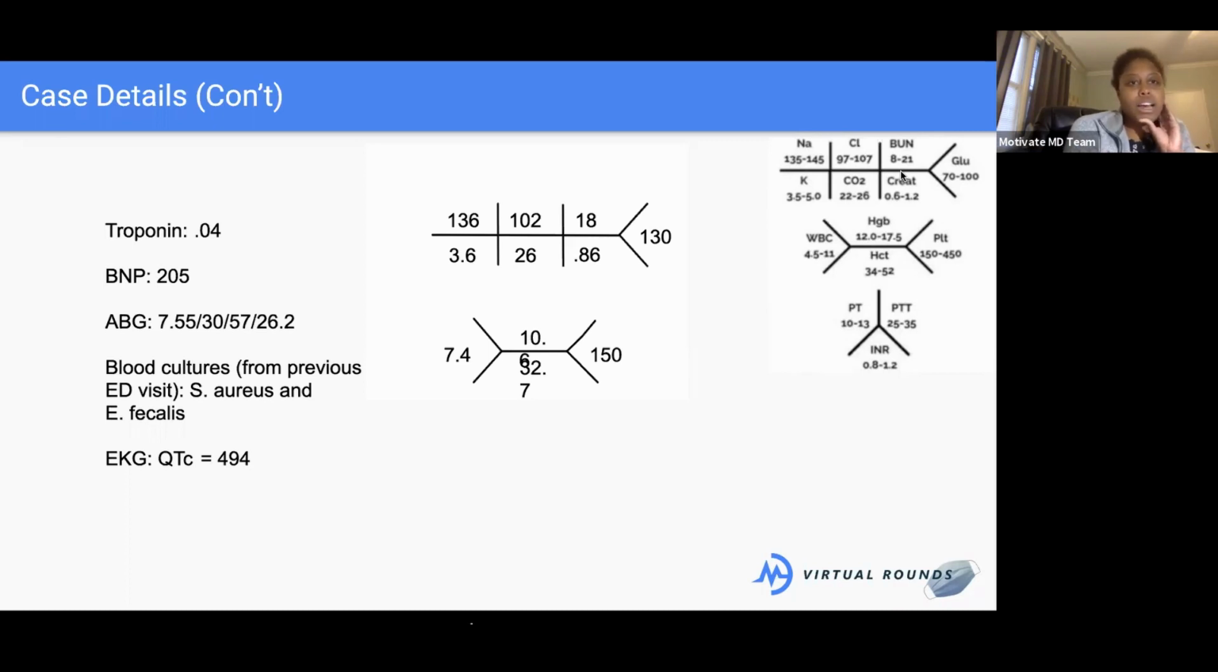For his ABG, an arterial blood gas, this showed that he had a pH of 7.55. Does anyone happen to know what a normal pH is, and hopefully what you or I have if we're not sick? Yes, yep, 7.35 to 7.45. Awesome. His O2, so the O2 going through his blood, was 30. That is very, very low. So that was concerning for me. His CO2 was 57. Does anyone happen to know what a normal CO2 level should be?